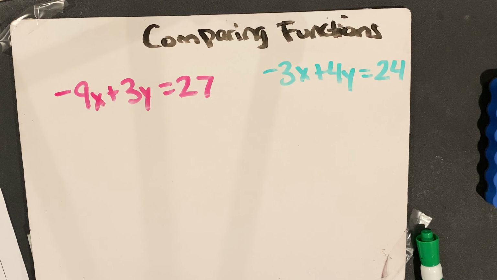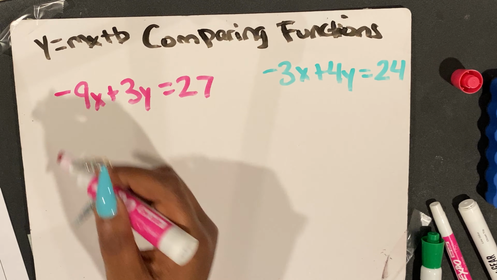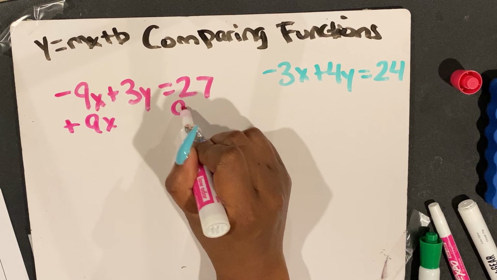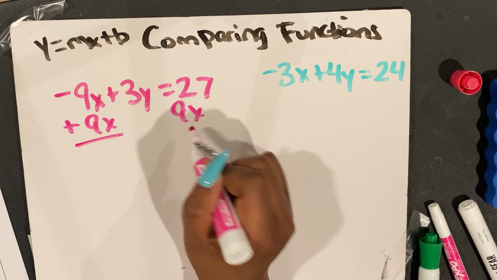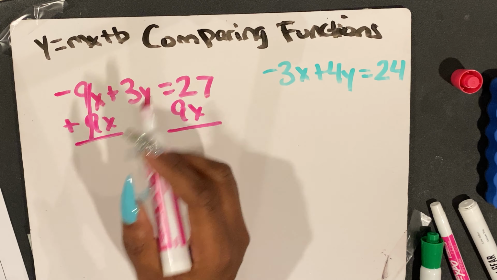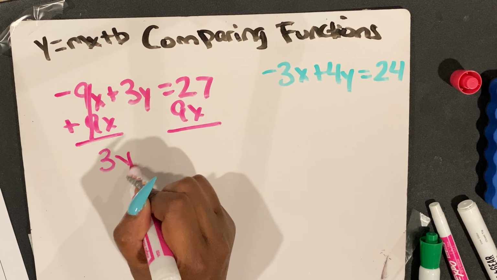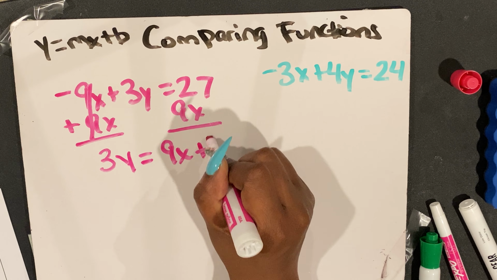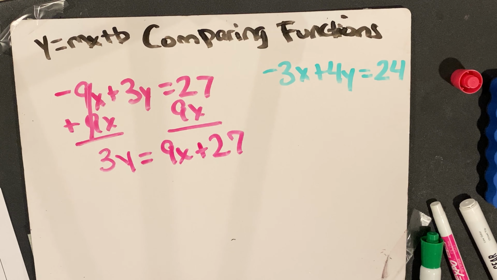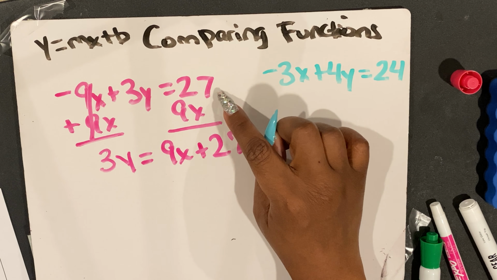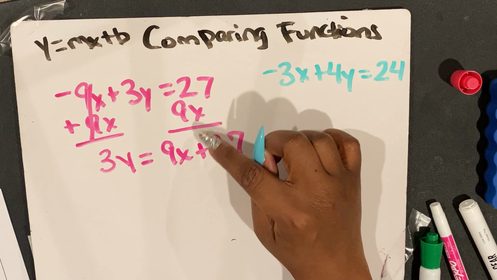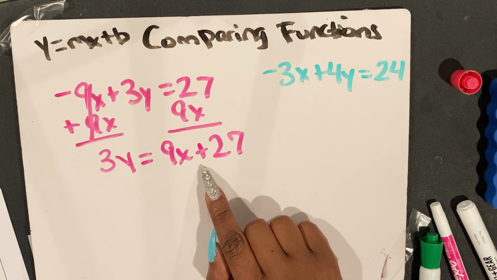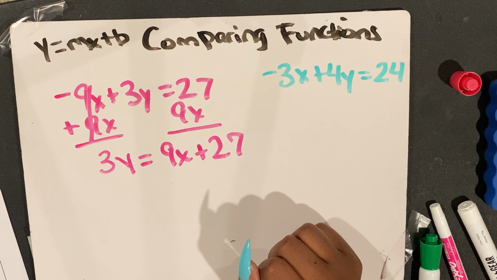So I need to get y on this side by itself. The first thing I need to do is take the inverse of my x. Bring down 3y, equals 9x plus 27. Now, where did I get plus 27? Because this is a positive. So I just took this 9x and I put it here. This is a positive 27, so I just put positive 27.